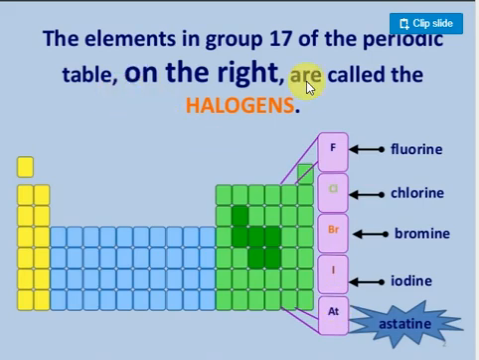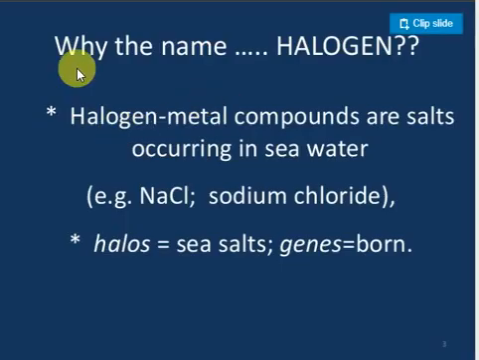They are on the right-hand side of the periodic table, in the last corner. Clear? The halogens in this region are salt formers only. You already know this very well. Let's look at some details regarding halogens. What is meant by halogens?